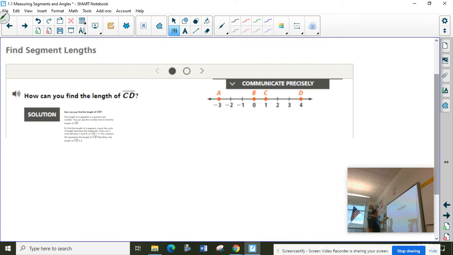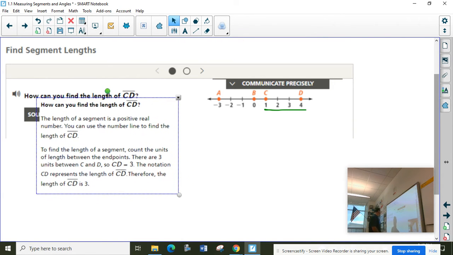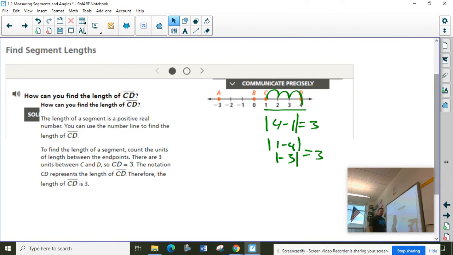So this one here, how do you find the length of CD? So how would we find this length? Okay, there's a couple different ways. The book simply says it has to be a positive number. You can use the number line to find it. You get a distance of 3. So things like that. 1, 2, 3. You can do 4 minus 1 equals 3. You can do 1 minus 4 equals -3, but just make sure it's always a positive number. You just flip it. So, pretty simple.